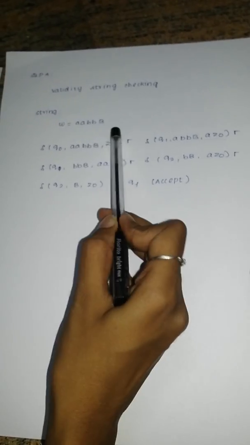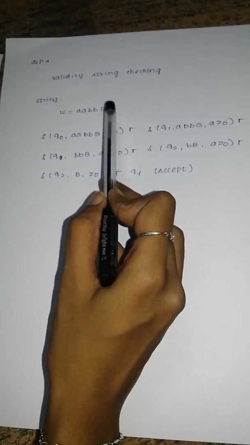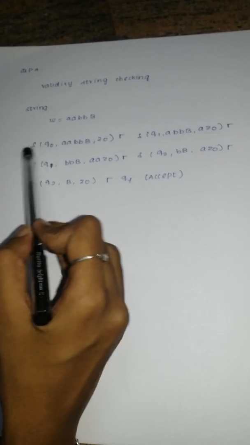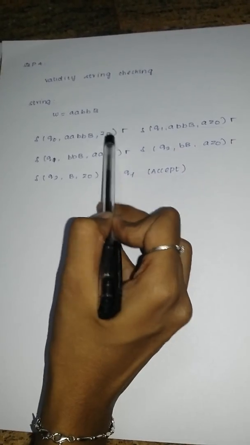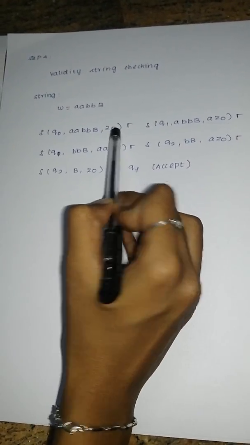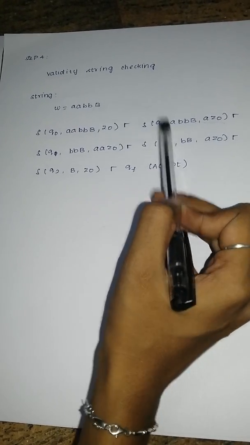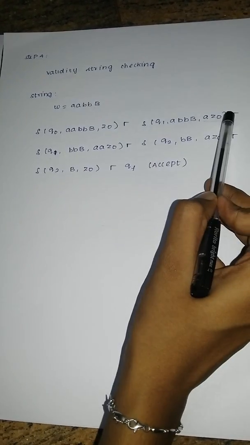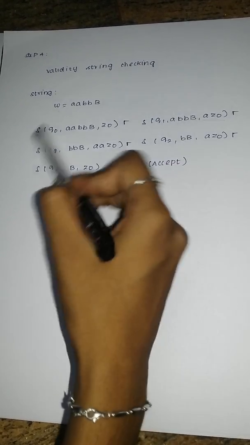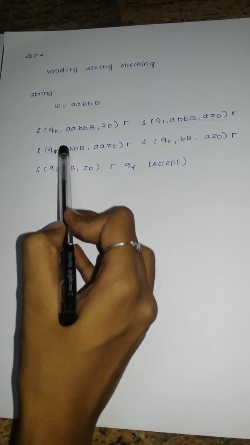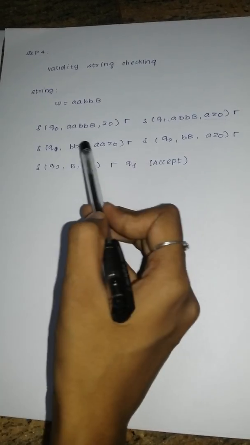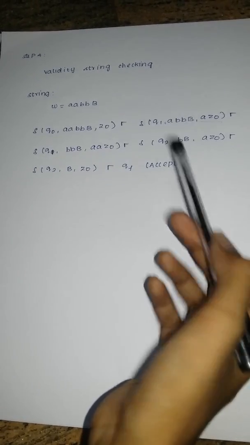Step 4 is validity checking. For example, take the string AABB. The transitions are: delta of Q0, the starting state, with input A and Z0 as the top of the stack. It moves to Q1 by pushing A into the stack. Then it moves to Q1 by pushing A into the stack again. It is done for subsequent A's.